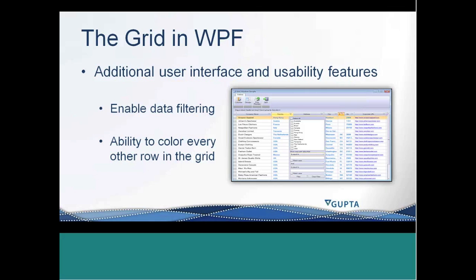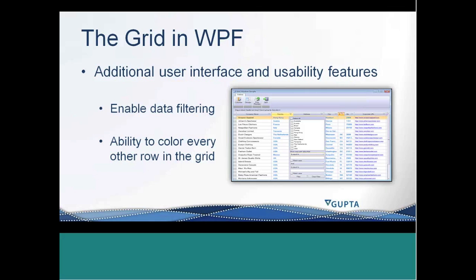Okay, so the grid in WPF has a very similar user interface as the one that you see in Win32, but it has some usability features in addition to the ones found in Win32. And one of those features is the ability to enable data filtering. I'm going to do a quick demo about that to clarify what it is.